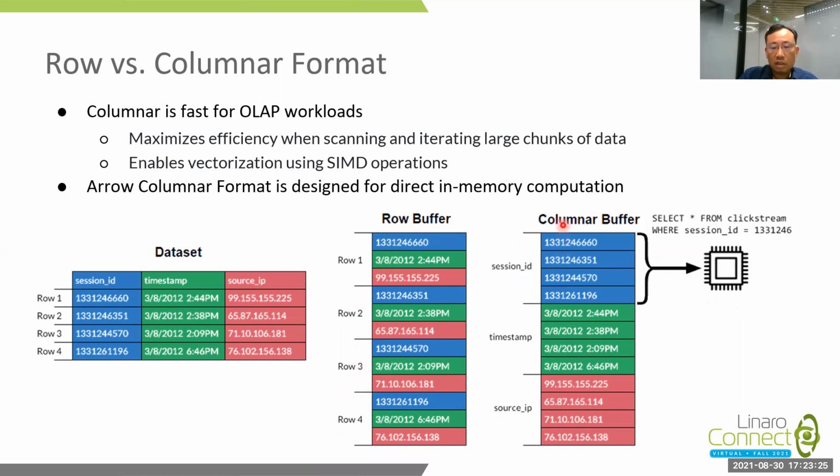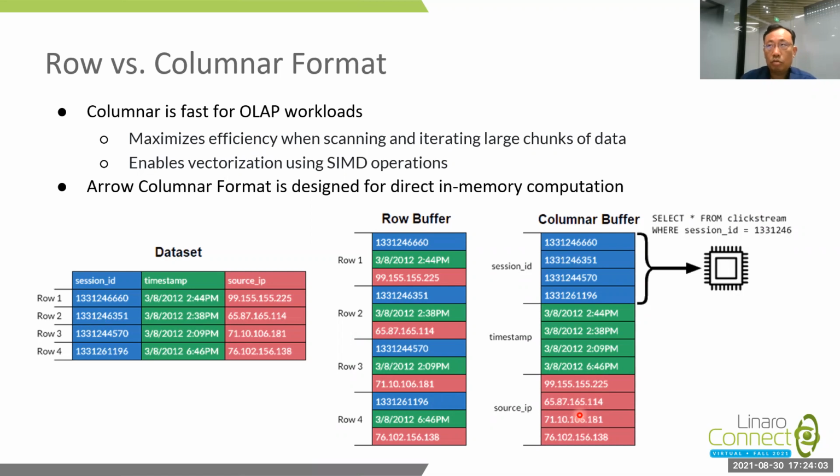But in the columnar format, you can see the same colors are stored together. It means the same colors are stored continuously in memory. The columnar format is suitable for analysis tasks or OLAP processing. For example, I want to aggregate the source IP column. I want to find which IP occurs most frequently.